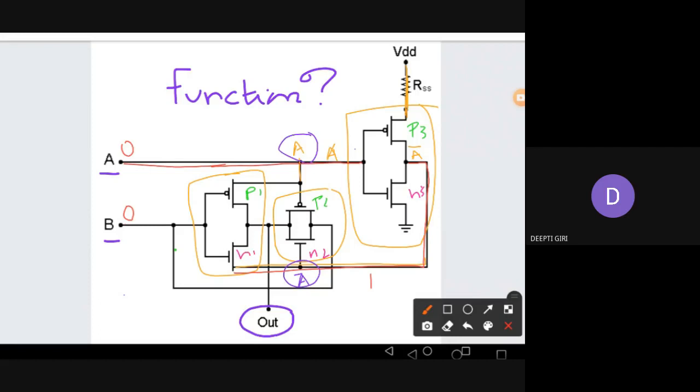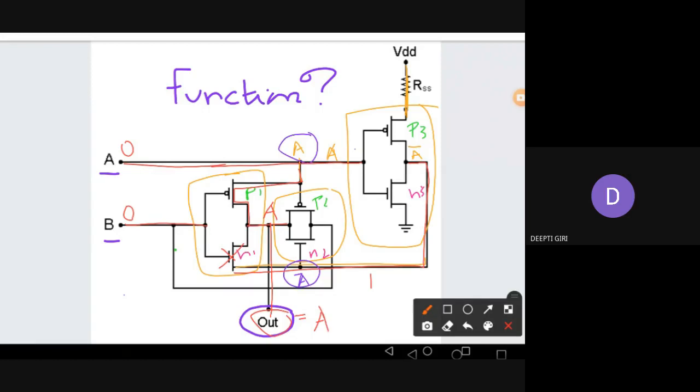B is 0, and B equal to 0 means this PMOS is on. This PMOS is on, and the NMOS is off because the input at the gate is 0. PMOS is on, so A is coming here at this point. You can see A is coming here, and the output is just getting the value A. Okay. So we got the output A.